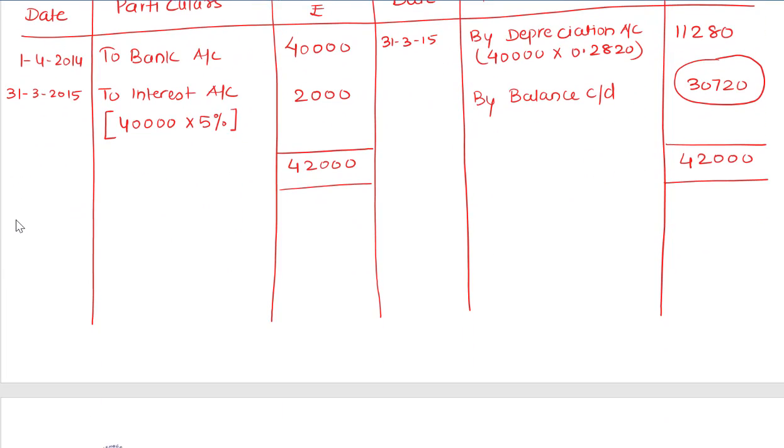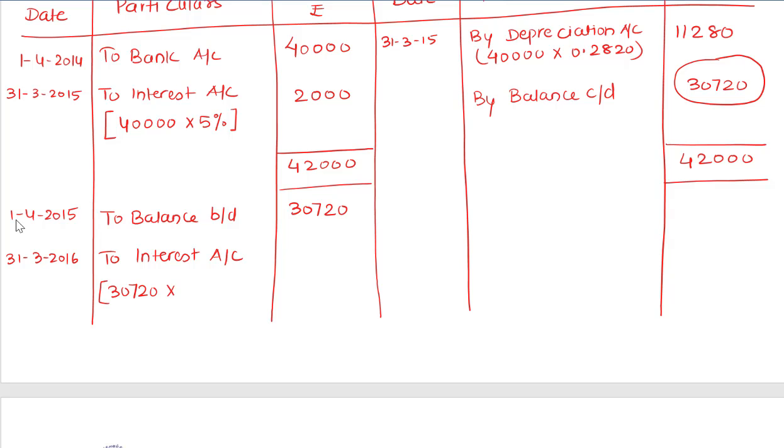Next year, 1st of April 2015, to balance brought down, the same amount, 30,720. Interest is charged at the year end, at the rate 5%, to interest account.